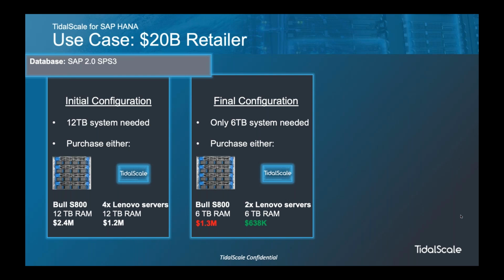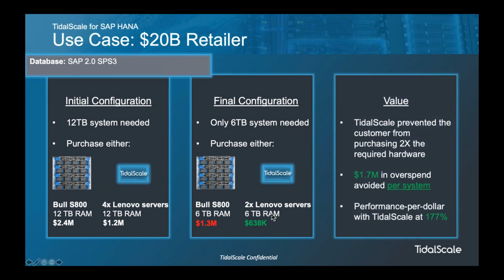So at the end of the day, they pushed 2 servers. They went back into their data center, and if you look at the difference between what they thought they were going to have to buy, 2.4 million, and what they actually needed, 638,000, that's a 1.7 million difference per system, just for one system. For example, let's say that's your sandbox system or your dev system. So that's one of those cases where your sizing could be rather disastrous.